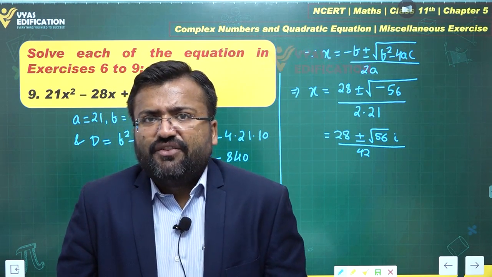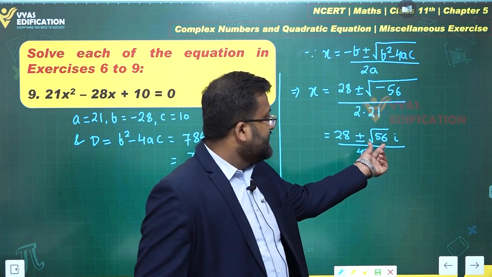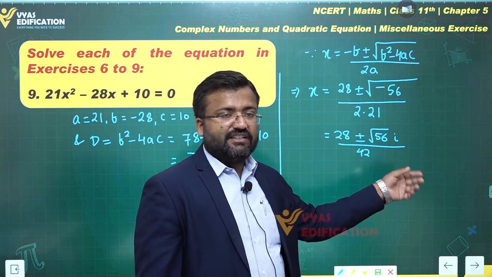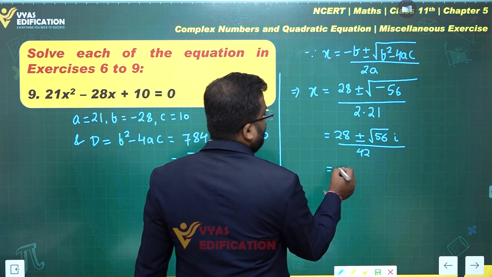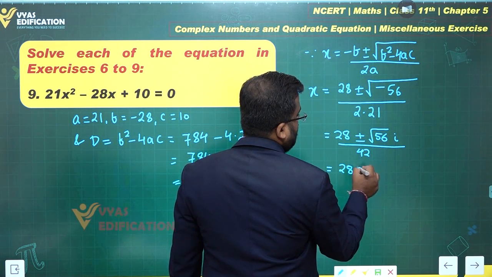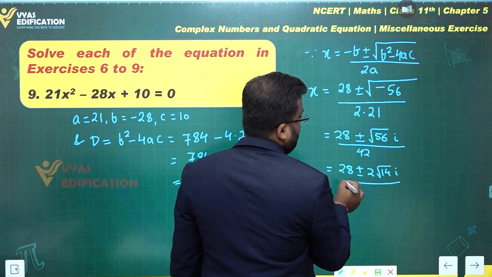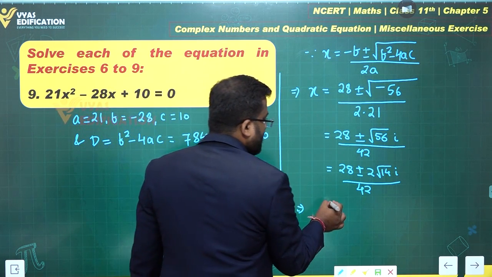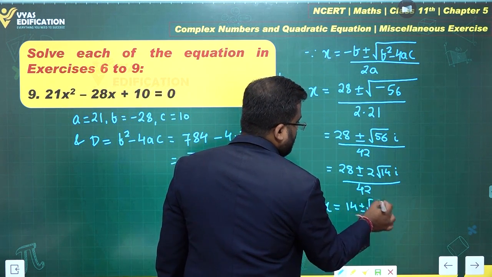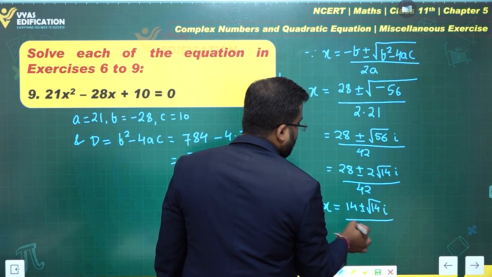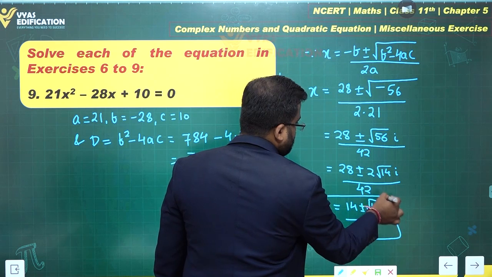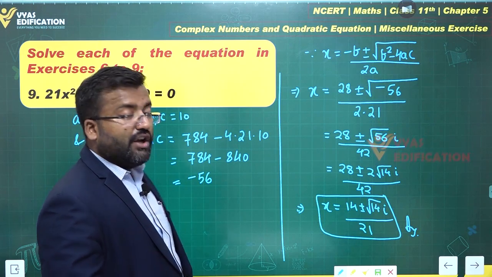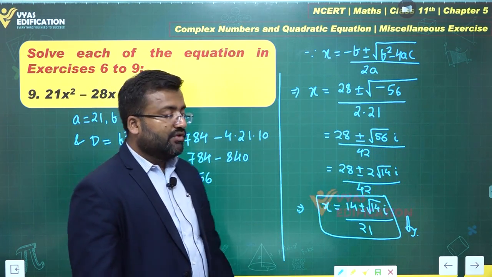Now what does 56 have? 56 is actually equal to 7 times 8. 8 has a 2 square in it, so 2 can come out from there, and what you get is 28 plus or minus 2 root 14 i upon 42. Let's cancel that factor of 2 in the numerator and denominator. x equals 14 plus minus root 14 i whole divided by 21. That's what we have as answer. Finally, 14 plus minus root 14 i upon 21. This is the answer for this question over here.